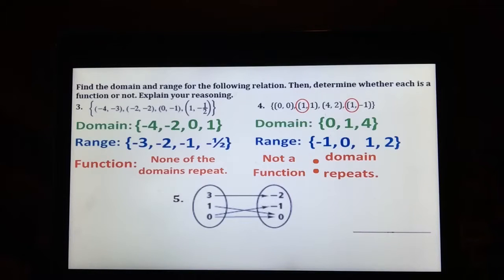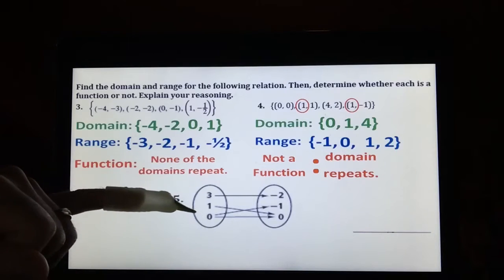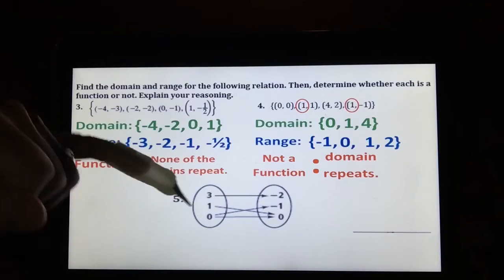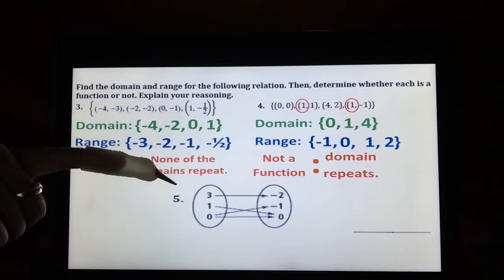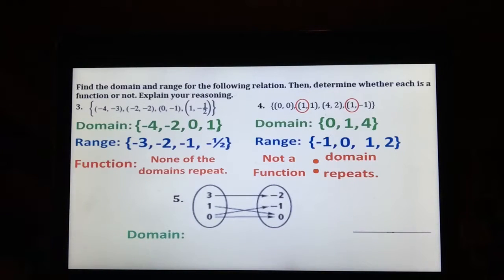Okay? All right. So now number 5 is a relation, and for number 5, what we need to do is come up with the domain and range of the relation. Now you always need to remember that the first circle is the x values, and then the second circle are the y values. So for the first circle, we have in order the domain is 0, 1, and 3. Now the range over here, in order, is going to be -2, -1, and 0.